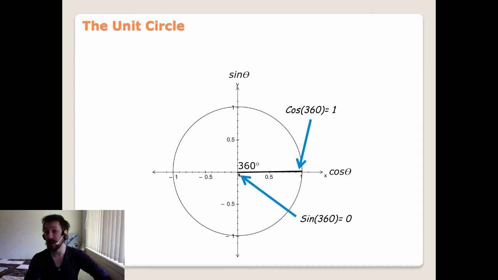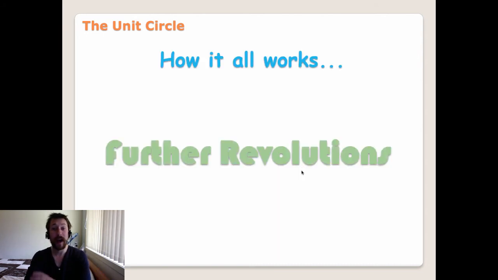Now let's have a think about this for a second, because I could also say that's the same for cos and sine of 0 degrees, because it's going to be the same line, isn't it? If I haven't travelled anywhere, so I don't go around any revolutions, I just leave the line here, cos of 0 will be equal to 1, and so will sine of 0. Alright, let's go through now and explore some further revolutions.